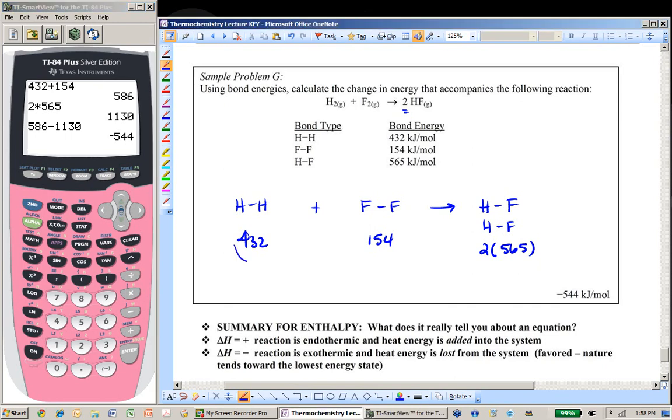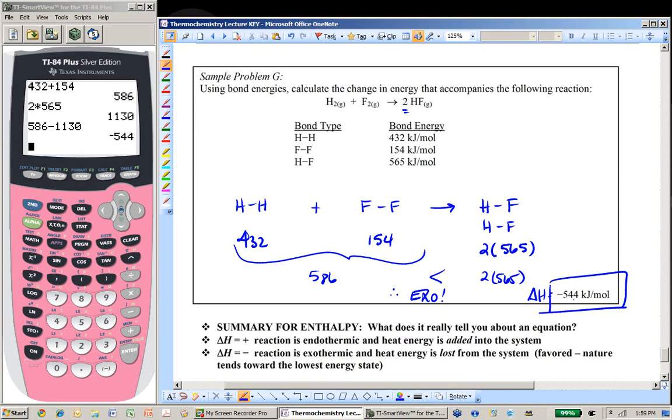If this number, 586, is less than this number, which was 2 times 565, and you can eyeball that and tell it was, then exothermic. In other words, you got more energy out of the system than you put in, so energy left the system, and that's going to be my delta H. So my delta H is negative 544 kilojoules per mole. Again, I'll slap you with my units because everything's in kilojoules per mole.